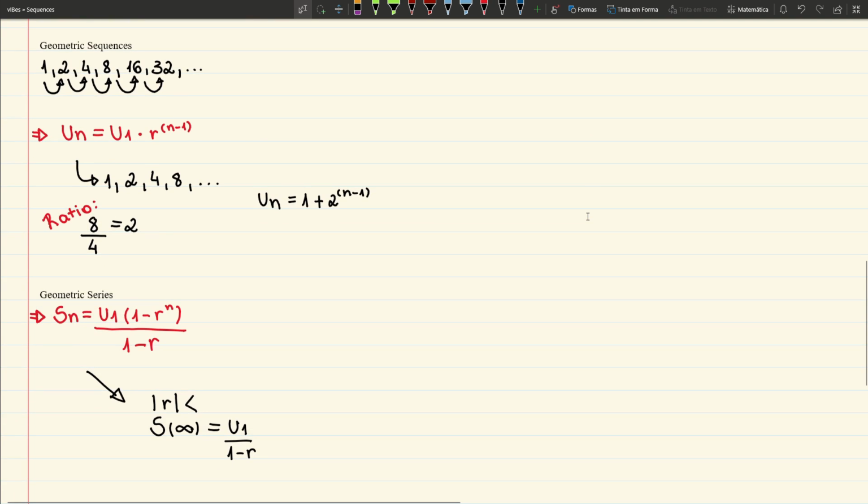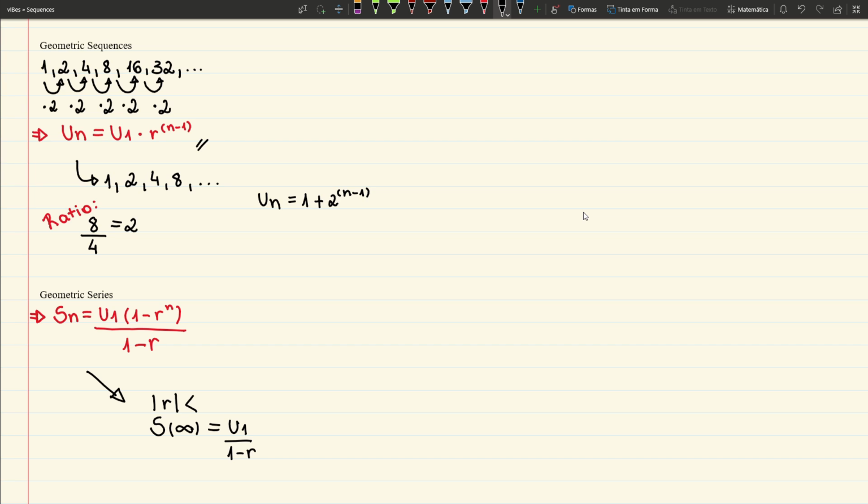Now let's talk about geometric sequences. The geometric sequences are the sequences that have a constant ratio between terms. For example, 1, 2, 4, 8, 16, 32. So the ratio is 2 in this case. The formula we use to find a term in a geometric sequence is Un is equal to U1 times r to the power of n minus 1.